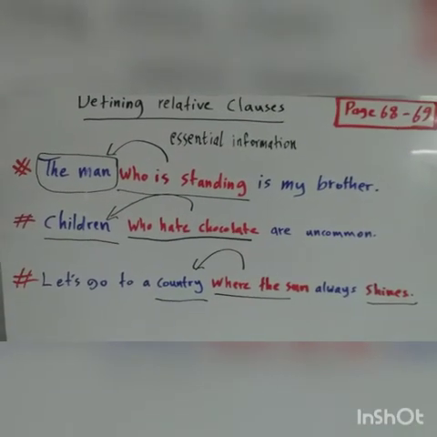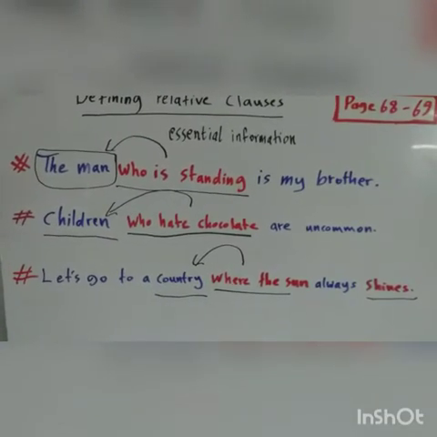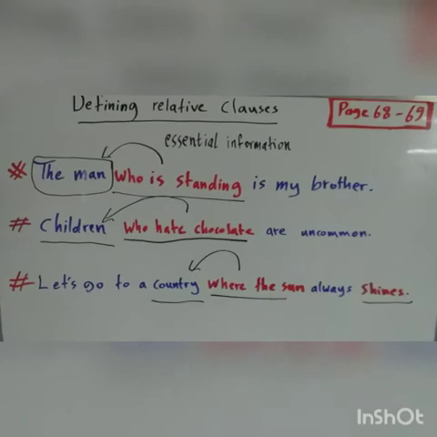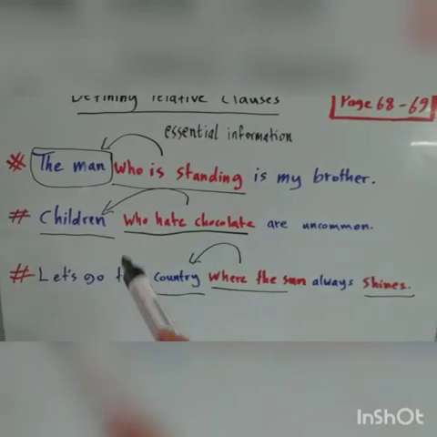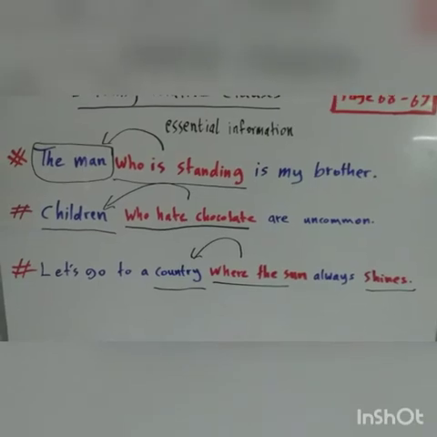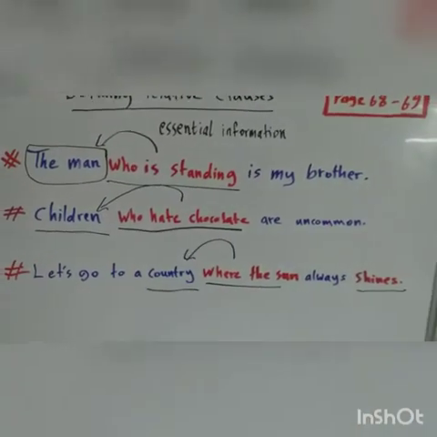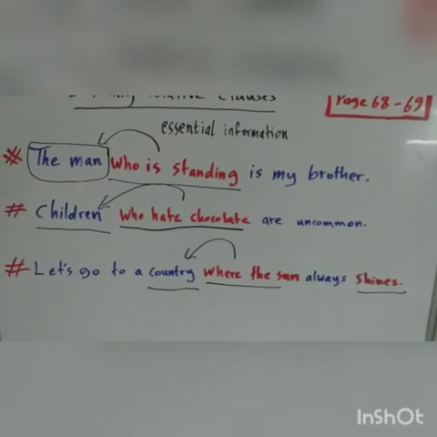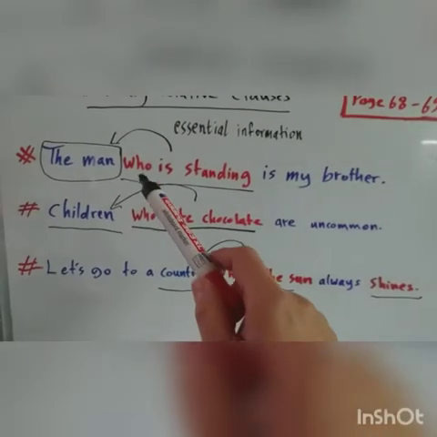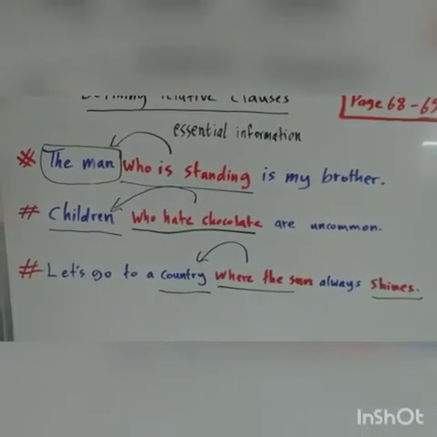So we can't use commas in defining relative clauses. As you can see in these sentences, there are no commas. So we don't use commas. And we can't omit or delete anything in this sentence. It will change the meaning. But sometimes we can omit the relative pronoun.